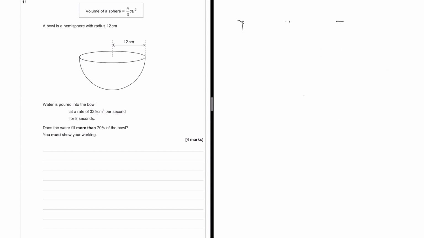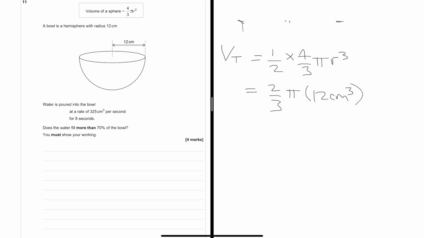So the total volume of the bowl, so let's just call it volume total, is equal to, well, it's a hemisphere, so it's going to be the volume of a sphere divided by 2. So we're going to have a half times 4/3 pi r cubed. And we know that r is 12 centimeters, so we're going to have 4/6. What's 4/6? That's equal to 2/3. So 2/3 pi, and then 12 centimeters cubed. And then when we work this out, this comes to 1,152 pi centimeters cubed.